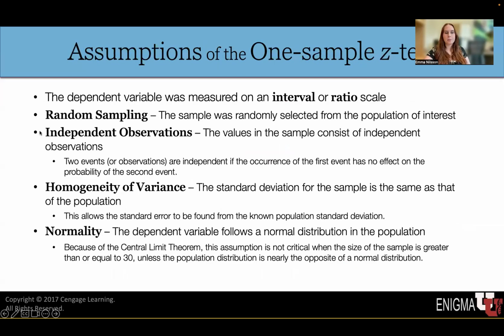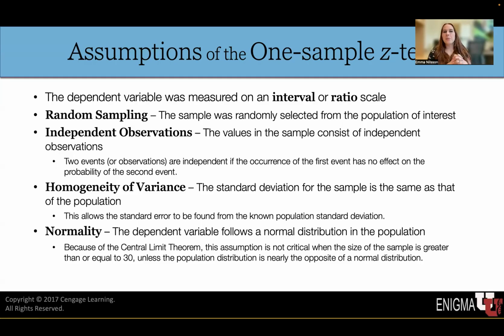Okay, and then the final thing we're going to go over with the one sample Z test is just some assumptions that we make. When we justify that these assumptions have been met, then we can conclude that the hypothesis test produces a justified conclusion. So the assumptions that we make are, number one, that the dependent variable was measured on an interval or ratio scale, not nominal or ordinal, and that random sampling was used and was selected from your population of interest.